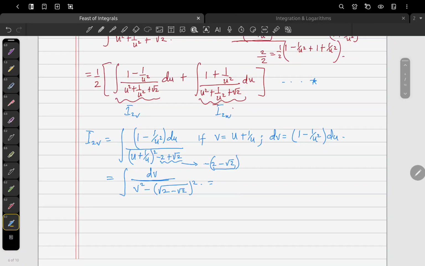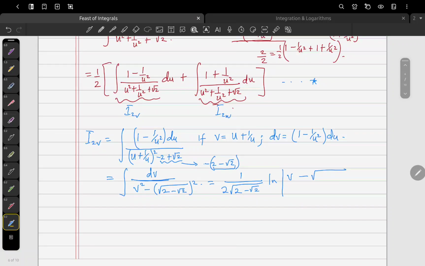So, and again, we've seen this. This is the integral of something over the difference of two squares, and we know this will generate the logarithm. If it was a plus, it will be arctan. If it was a difference of two squares, it will be logarithm. So this is going to be 1 over 2 square root of 2 minus square root of 2 natural log of v minus square root.